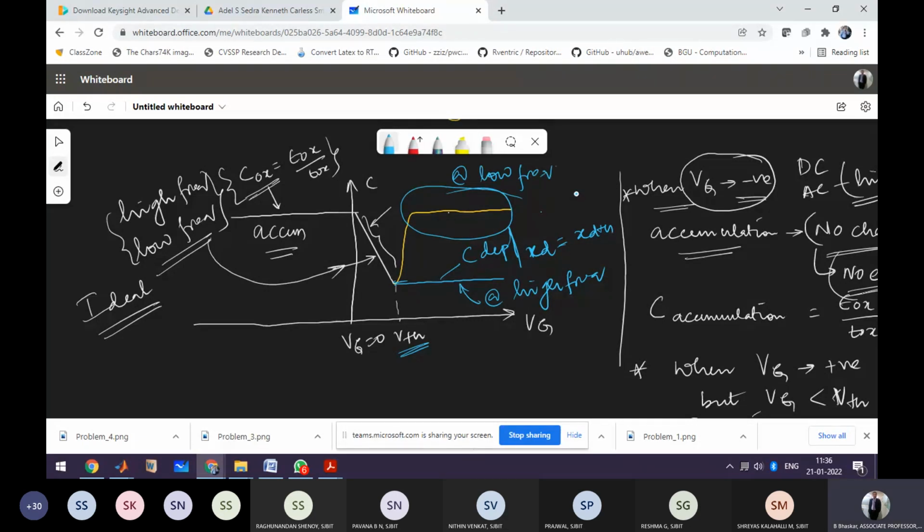Whatever change in the graph that we have written now, which is a constant capacitance C depletion after VG equal to VTH, is for high frequency. This is the frequency effect that we observe in a MOSFET.